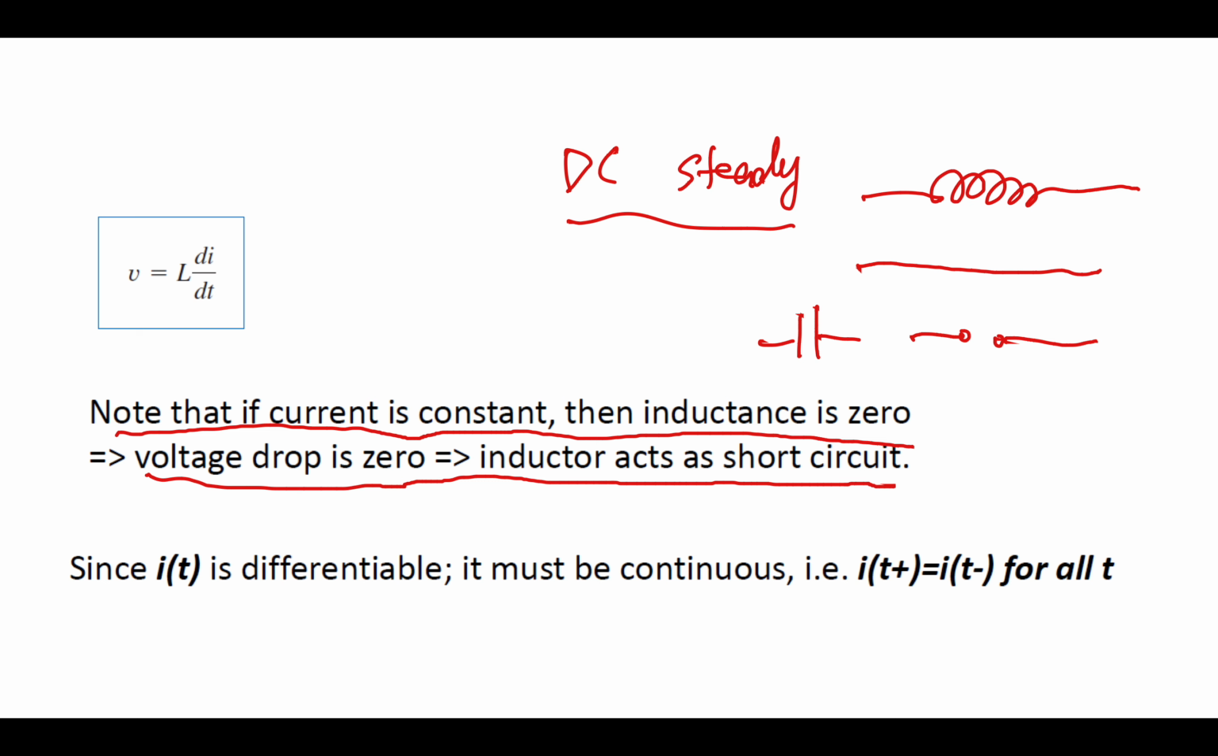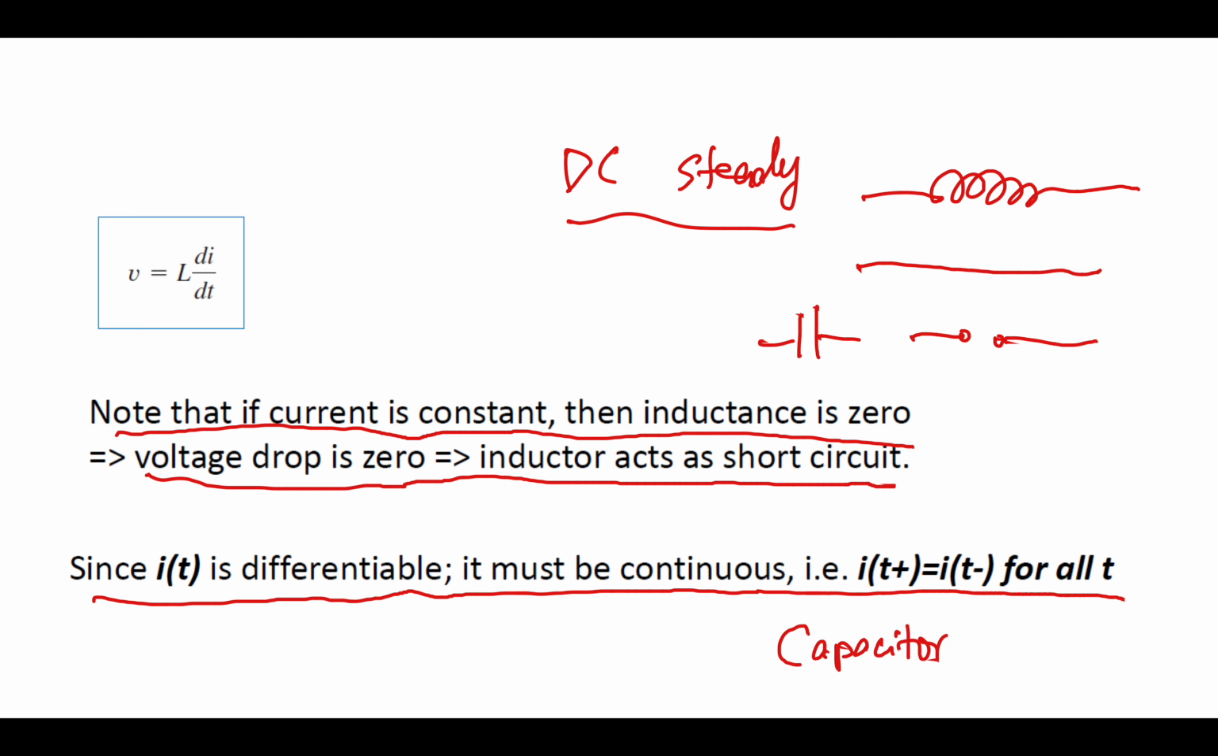So remember this conclusion. And also, since IL is differentiable, it must be continuous, so it cannot have abrupt change. Do you remember for capacitor, the voltage is continuous. The difference is that for inductor, the current is continuous. For capacitor, the voltage is continuous.